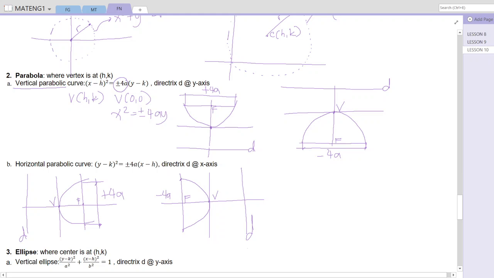Okay, so the circle there is the locus of points, of course, and the same with the parabola. This one will form a parabola, which is also a locus of points.